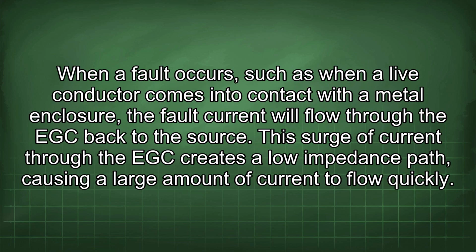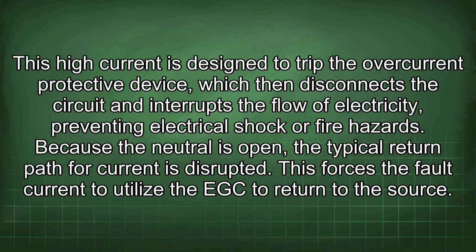When a fault occurs, such as when a live conductor comes into contact with a metal enclosure, the fault current will flow through the EGC back to the source. This surge of current through the EGC creates a low impedance path, causing a large amount of current to flow quickly. This high current is designed to trip the overcurrent protective device, which then disconnects the circuit and interrupts the flow of electricity, preventing electrical shock or fire hazards.